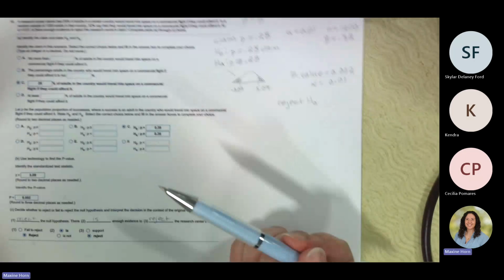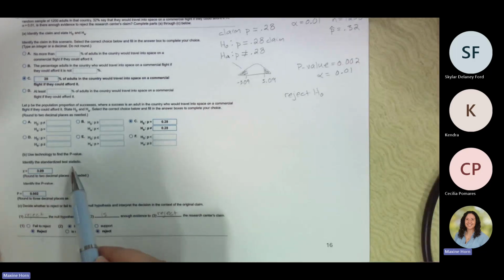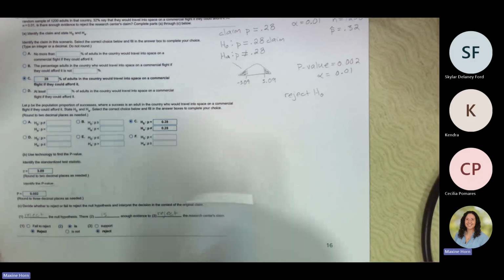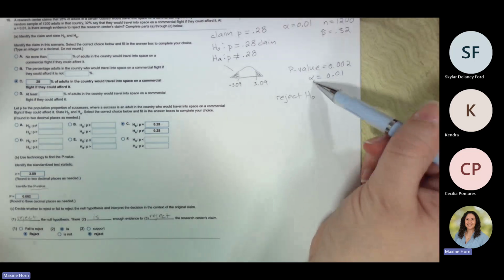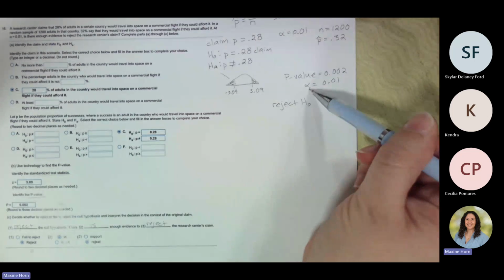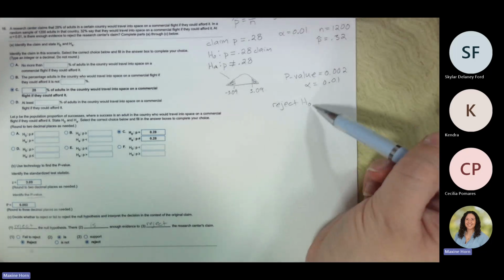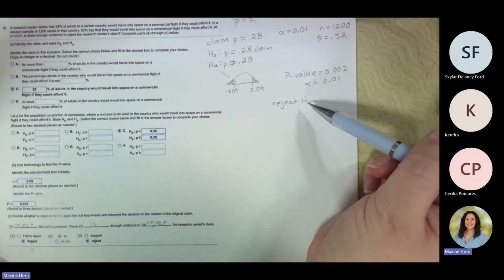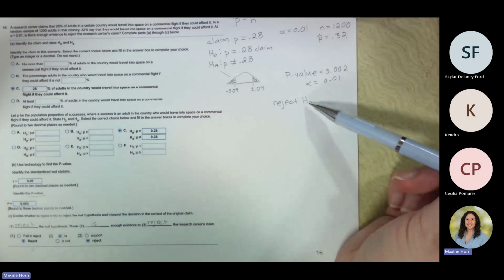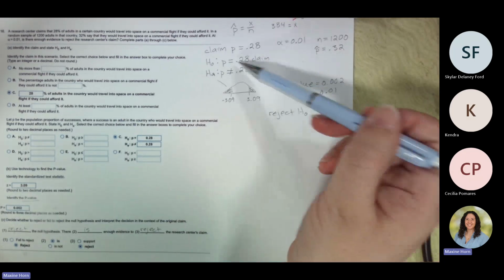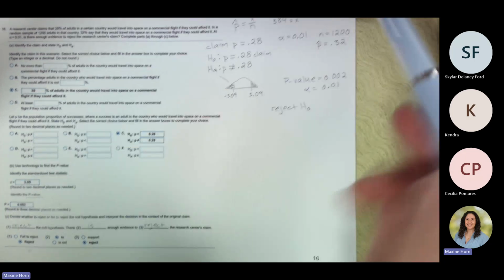Then we used the calculator to find both the standardized test statistic and the p-value. We compared the p-value to the alpha in order to determine if we're going to reject the null or fail to reject it, and we rejected it. Then we used our chart to determine, based on whether we're rejecting or failing to reject, and whether our claim was the null or the alternative, how we're allowed to word our conclusion. We have to be very careful with how we word the conclusion.